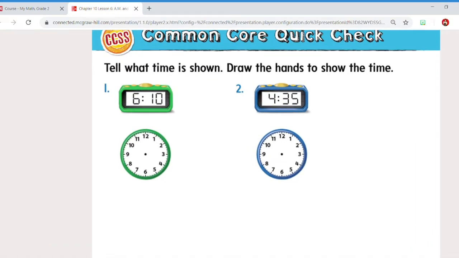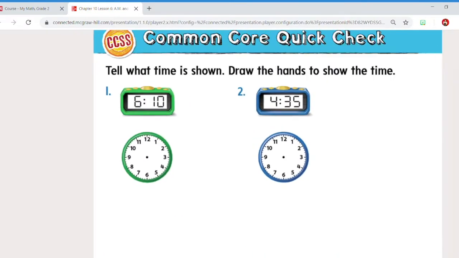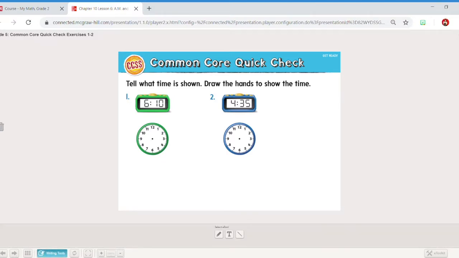It says, what time is shown? Draw the hands to show the time. So I was going to zoom in there, but I can't draw while zoomed in. So the first digital clock here says 6:10. Well, we know that 6 is our hour, so we're going to put our small hand. Oh, that kind of looks like a big hand, so I'm going to change it a little. Our small hand goes on the 6.